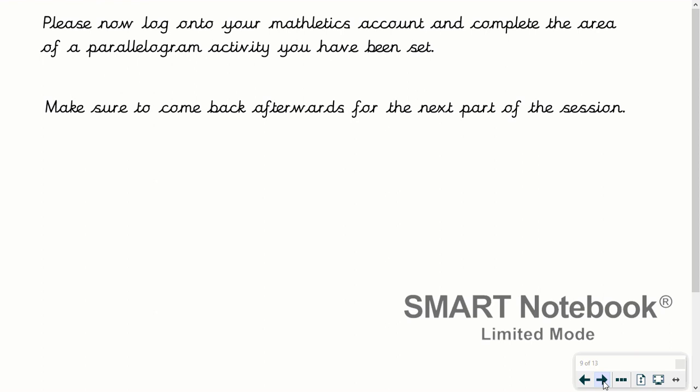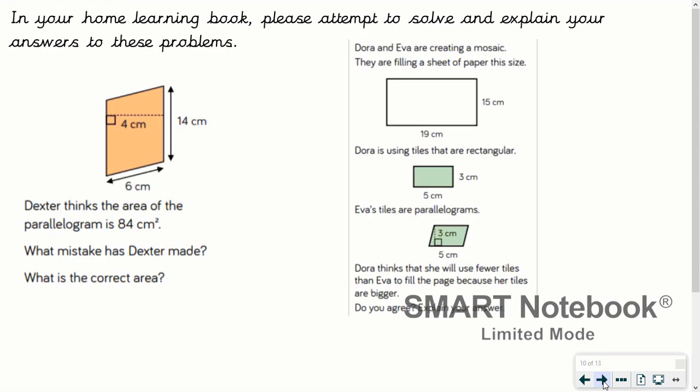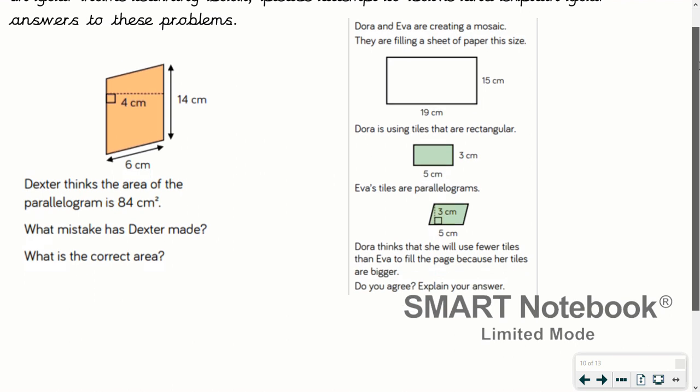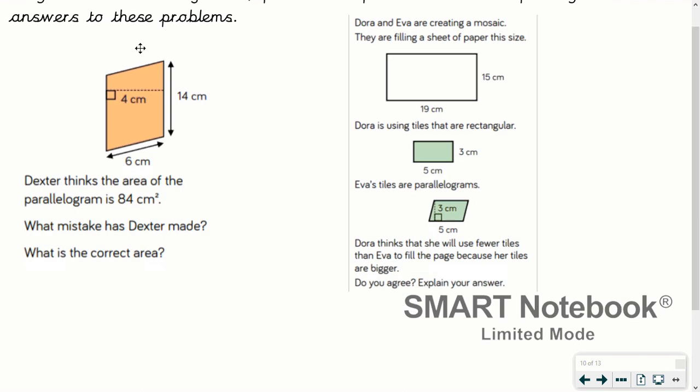Right, so hopefully we're back. And if you found that mathematics a bit tricky, I'd suggest you go back and look over the video again. Just watch the area of a parallelogram and how we find it. Right, so here are two problems. In your home learning book, I want you to please explain and solve these ones. So the first one is here. Dexter thinks the area of a parallelogram is 84 centimeters squared. What mistake has he made? What's the correct area?